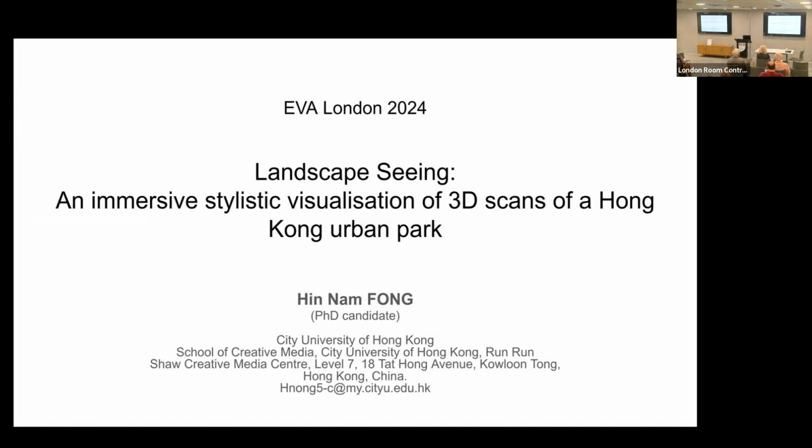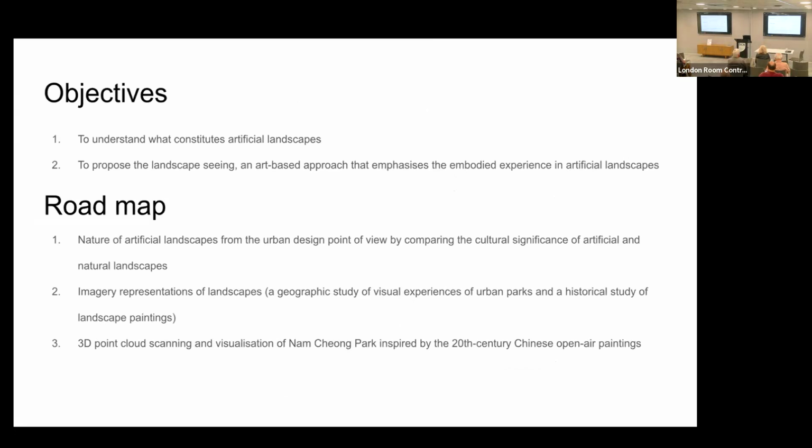So I'm a PhD candidate from the School of Creative Media, City University of Hong Kong, and the objective of my research is to understand what constitutes artificial landscapes in Hong Kong. And the concept of artificial landscape will be elaborated more in the later part of my presentation. And the other objective is to propose the landscape seeing and art-based approach that emphasizes the embodied experiences in artificial landscape.